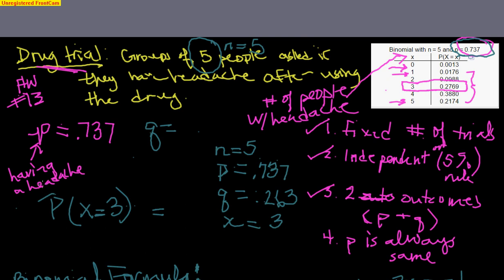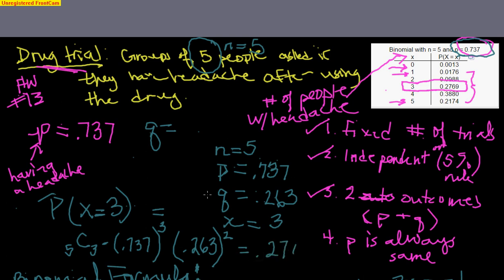All right, so we can do this on our calculator. We can plug it into the formula. We have 5 choose 3 times P, which is 0.737 to the power of 3, the power of x, times Q, which is 0.263 to the power of 5 minus 3, which is basically your remaining 2 people. 3 people have headaches and 2 people do not. You plug that into your calculator, and sure enough, you will get 0.2769.